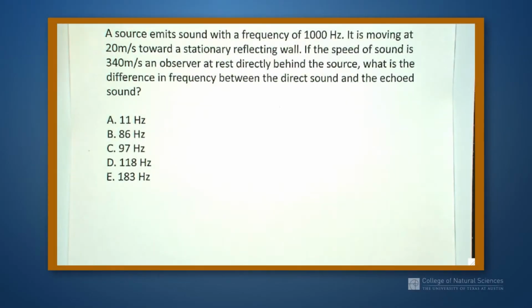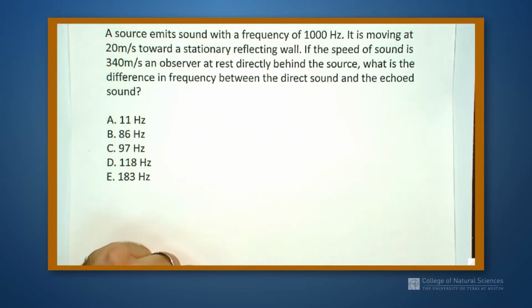This is a fun question. It says that we have a source that emits a sound with a frequency of 1,000 hertz, and it's moving 20 meters per second towards a stationary reflecting wall. If the speed of sound is 340 meters per second, the observer at rest directly behind the source observes the difference in frequency between the direct sound and the echo of what?